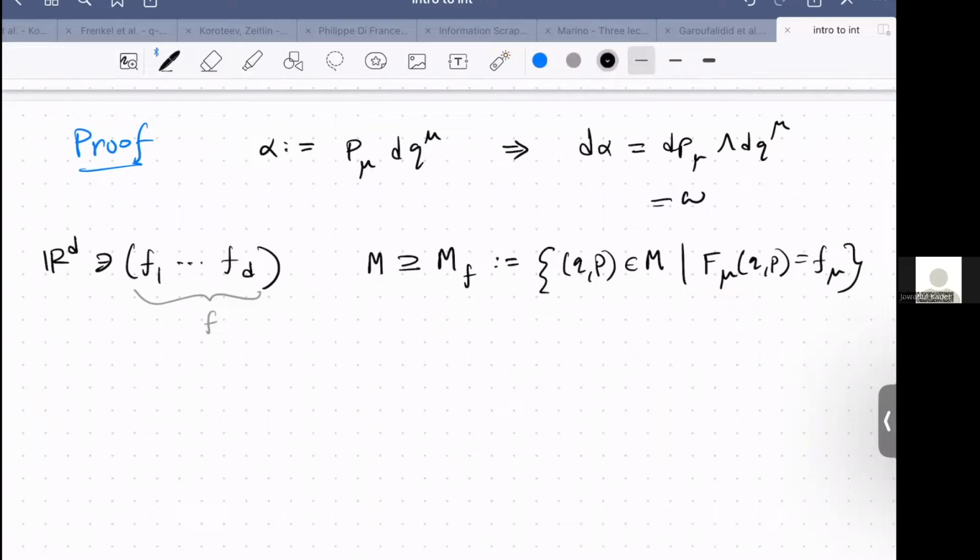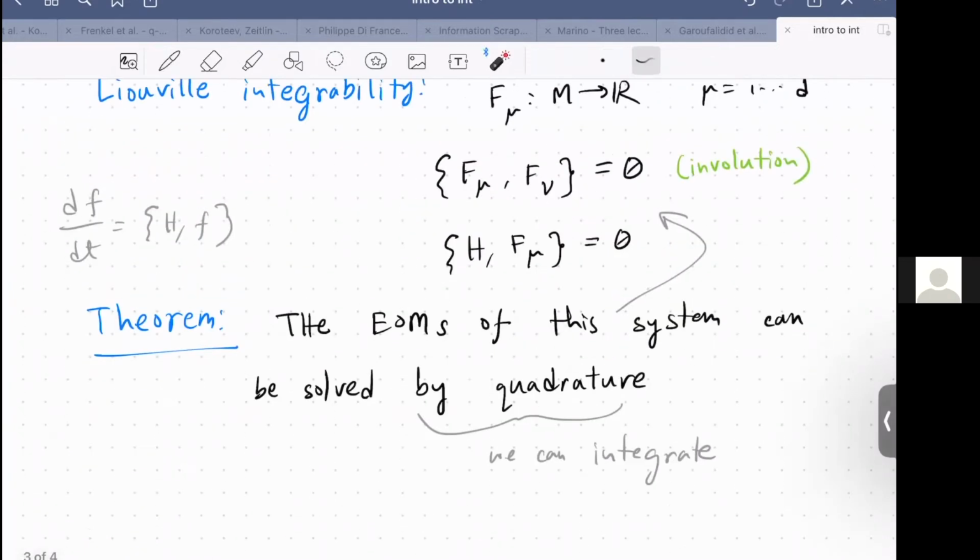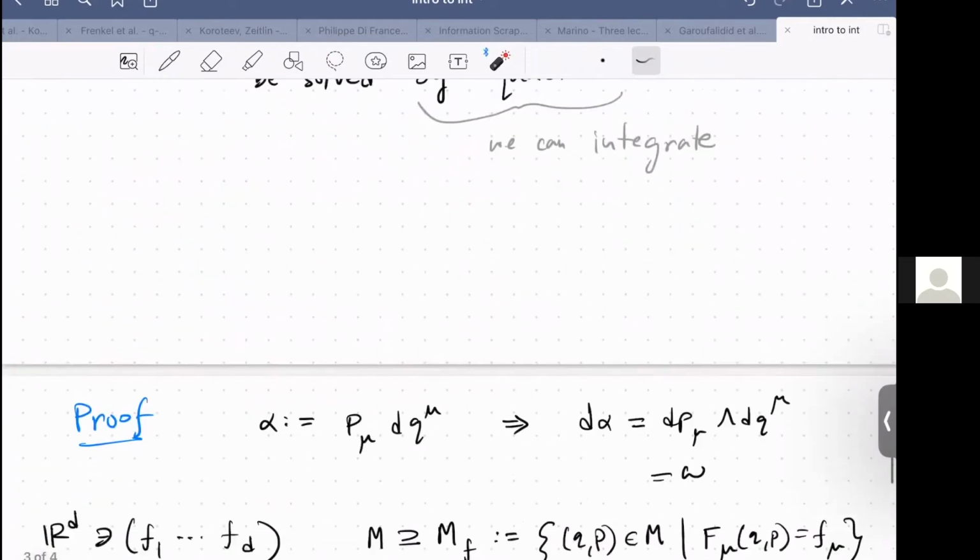Yes. Hello. Can you please explain why we need these f mu's to be zero when you take the Poisson bracket between them? Is there any reasoning? Yes, it will come up in the proof. I'm going to use this condition later to prove something. Yeah, you'll see.